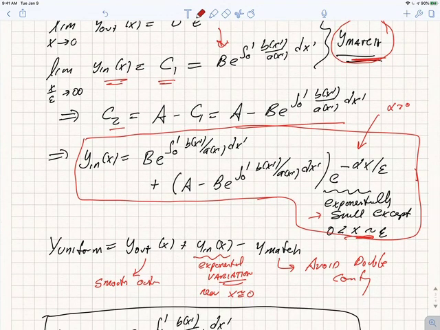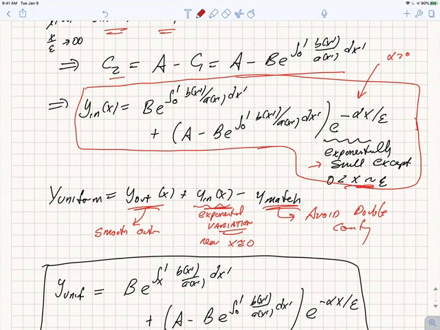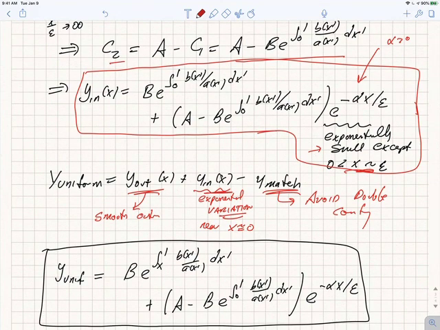We can actually construct what's called a uniformly valid solution. We add the outer solution plus the inner solution, and we subtract where they overlap, the matching region, the value where they overlap. We expect that this inner solution, having subtracted the matching solution, is only useful near the boundary layer, and it's exponentially small otherwise. So we expect that having done this, we will get a good approximation to the solution everywhere.